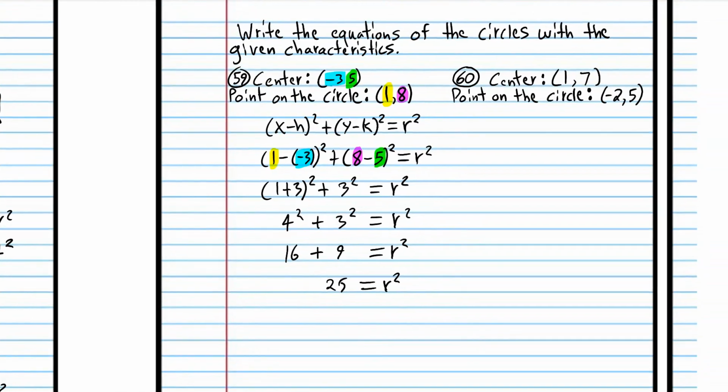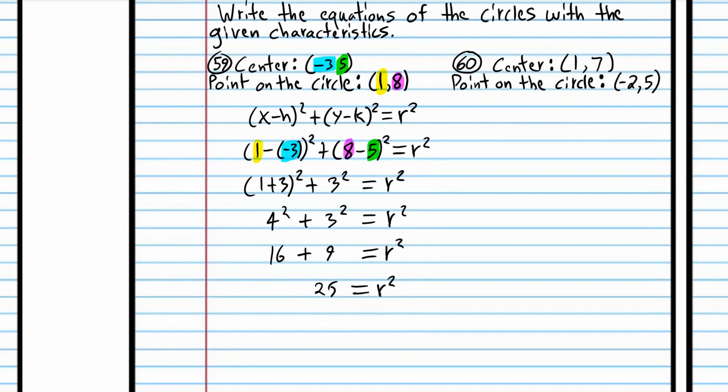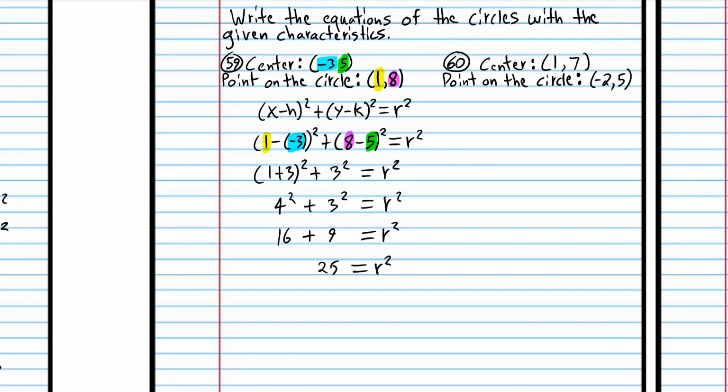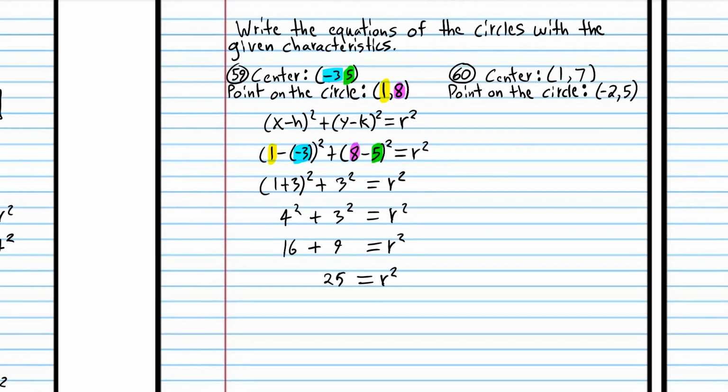And now at this point, you're going to be tempted to find r. It's important to understand that we don't need r. We just need r squared. In most cases, you need r in the previous problems that we've done today. But for this equation, for the general form of the equation, we only need r squared. So now we just write the equation.